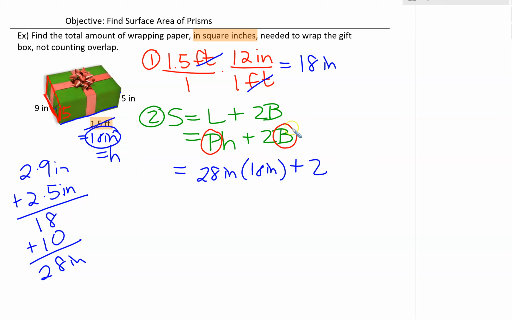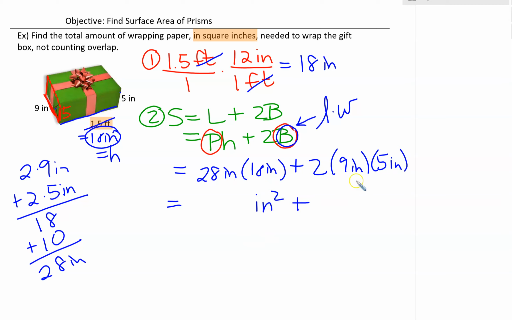Then I have plus 2, and remember, capital B here is base area. So that has to be area of a rectangle since my bases are rectangles, and that would be length times width. So I've got 2, and my length and width of my base choice rectangle are 9 and 5. So I've got 9 inches and 5 inches here. So now I am looking at taking 28 times 18, and notice I'm going to get inches squared, and the 2 times 9 times 5 is also going to give me inches squared, which makes sense. I wanted square inches, and square units is an area unit.